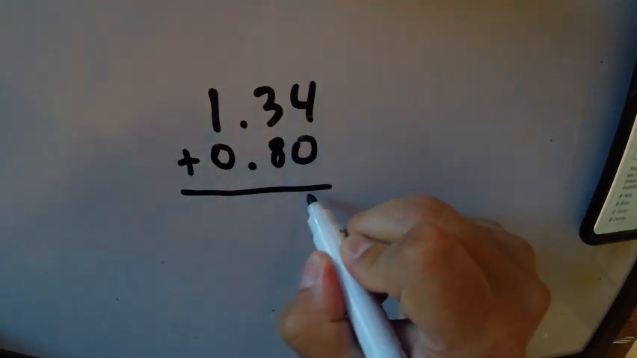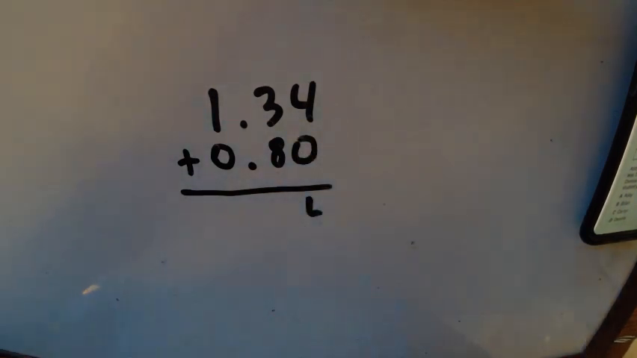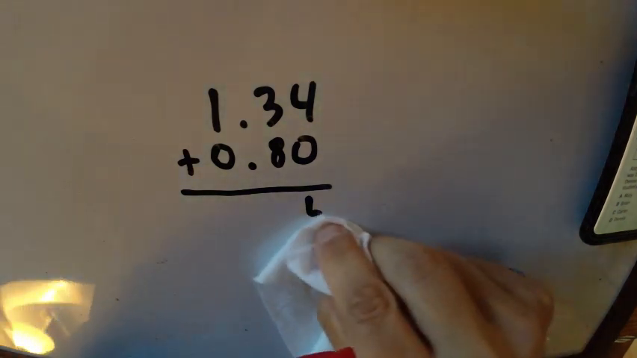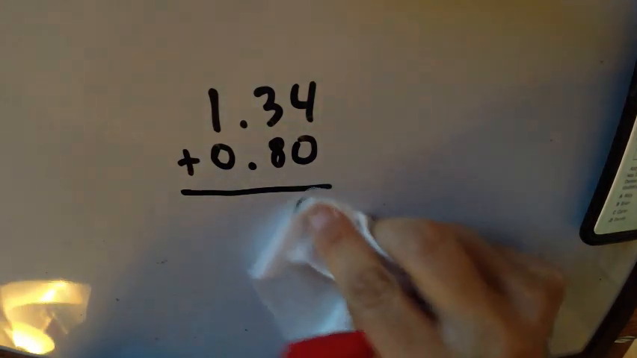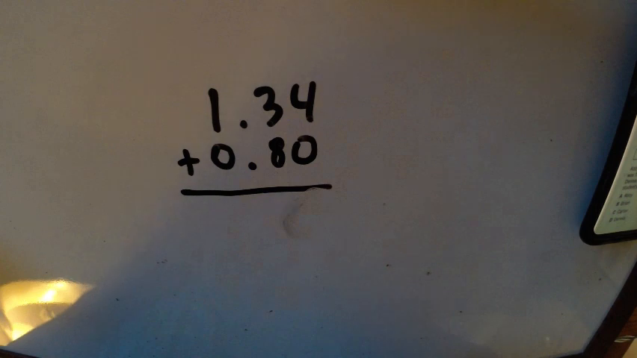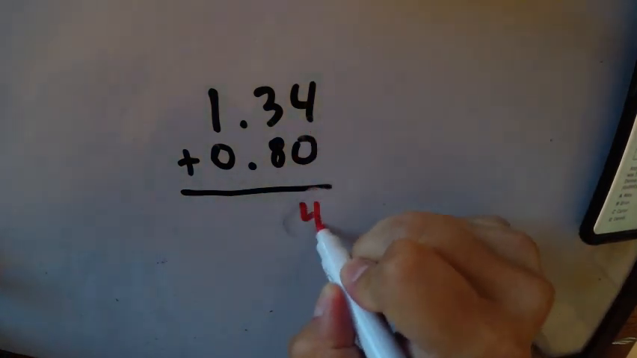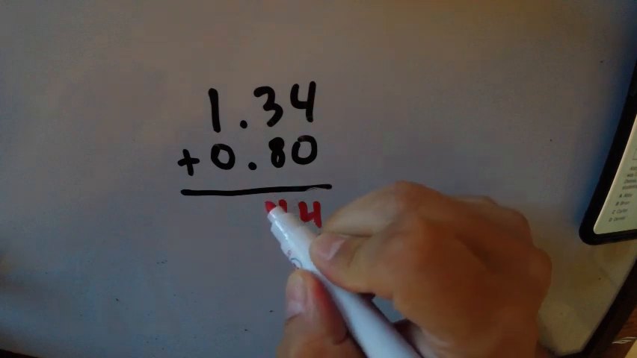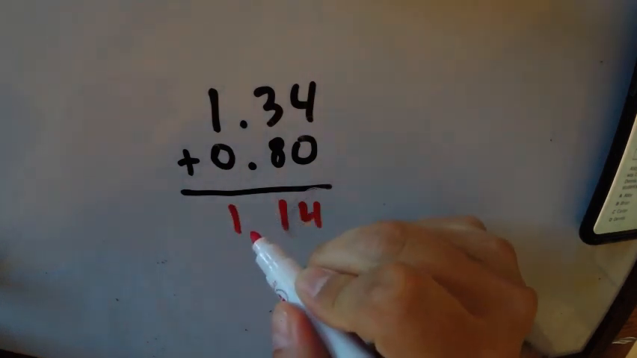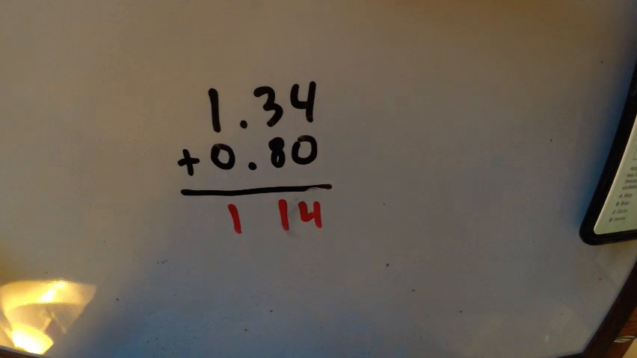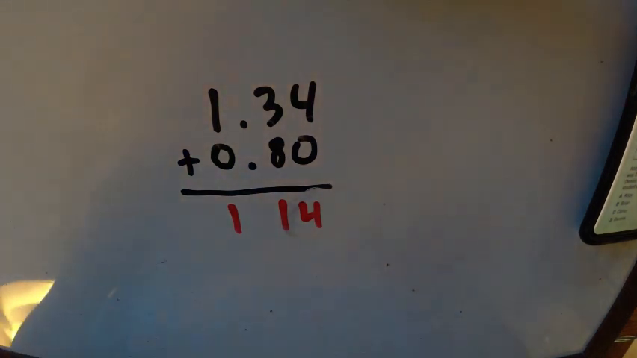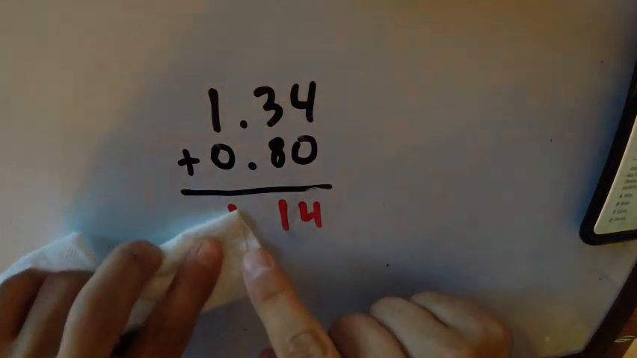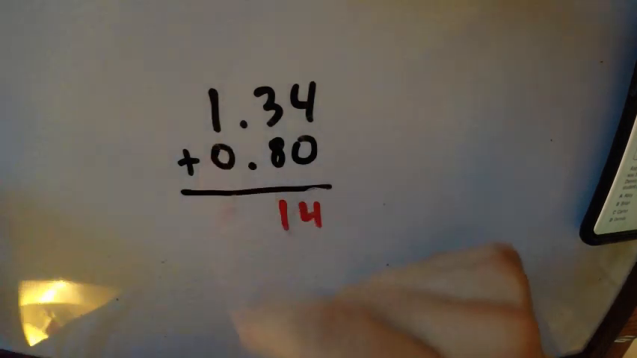4 plus 0 equals 4. 3 plus 8 equals 11. But we can't put an 11 here. That doesn't make any sense. You wouldn't write 11 there. That's not how you write that, because you need to add it to this one up here.